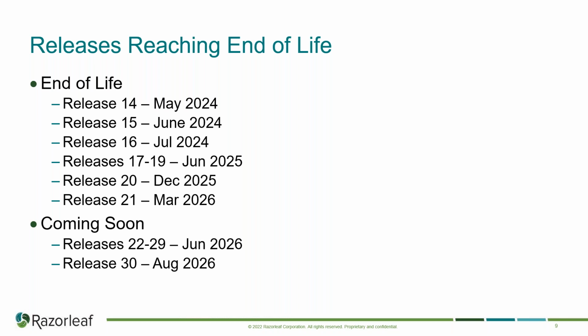And then upcoming at the end of the year and the start of next, we have 20 and 21, and then releases 22 through 29 in June. They did a similar thing with releases 17 through 19, or actually 17 through 22 at first, saying they're all going to be end of life in June. So I would keep an eye out. They may update those end of life dates through that range. But for now, that is currently what they are set at.